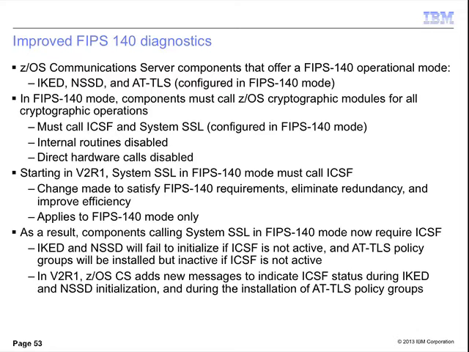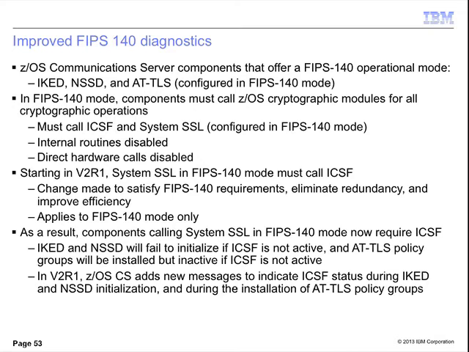What that means, backing up, is that IKD, NSSD, and AT-TLS also require ICSF if System SSL is configured in FIPS 140 mode, because they're going through System SSL. So we've added some error messages in 2.1 to indicate that ICSF status is down, and therefore the IKE daemon or NSS daemon cannot initialize because it would be pointless for them to do so. Or that during the installation of AT-TLS groups, we're going to install them, but we can't activate them because they're not going to do you any good because ICSF is not active.